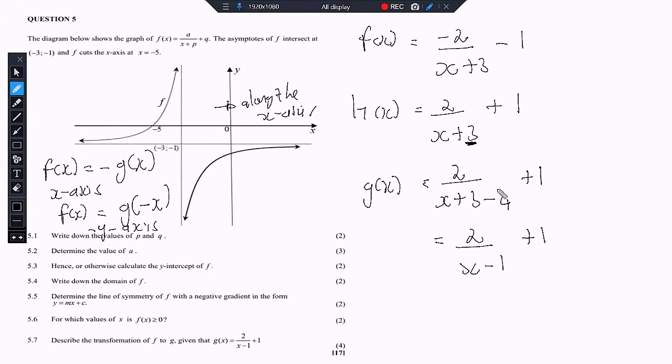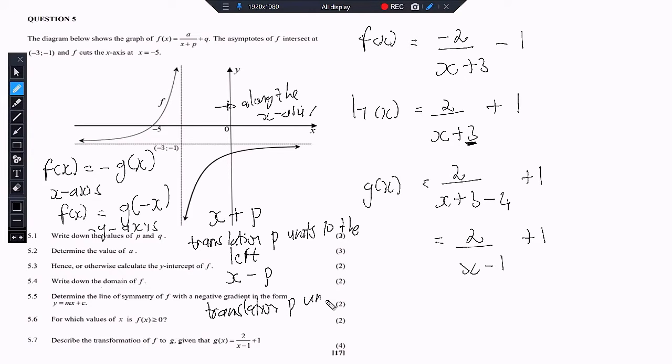Now the question is, what was done here by saying minus 4? What is this? This is a translation, right? But then we do understand that translation, when it comes to this, if we have x plus p, this is a translation p units to the left. So remember, with a horizontal translation, if we have a positive, it is to the left. But x minus p, this is a translation p units to the right.